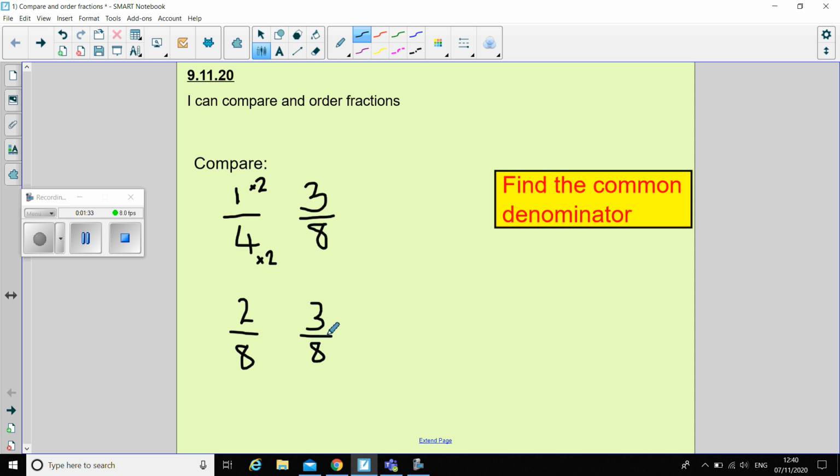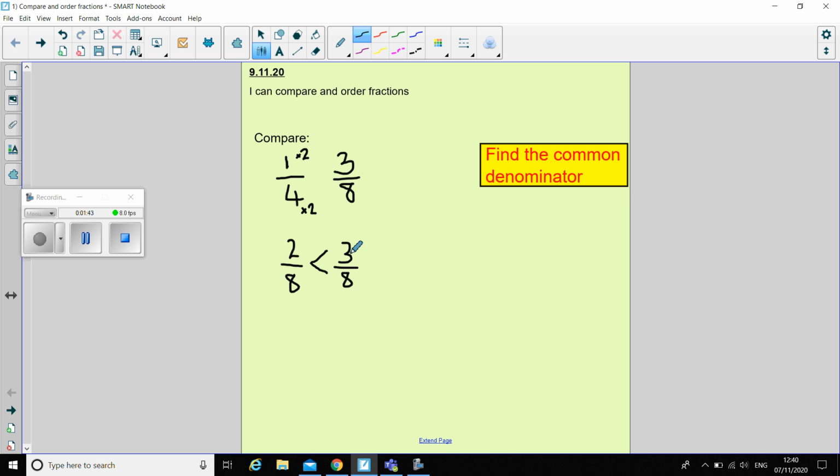Hopefully you can see 3/8 is the bigger fraction, so I need to put in my greater than symbol facing that way. Remember, the question asked me to compare those original fractions, so then I need to write out the original fractions again with that correct symbol in the right place. So 3/8 is greater than 1/4. And I write it out like that.